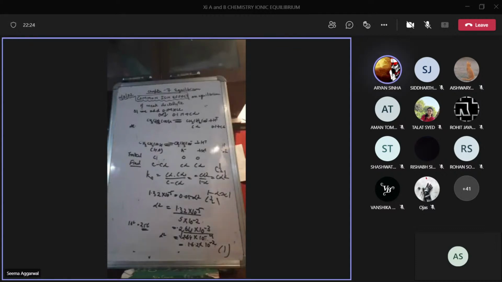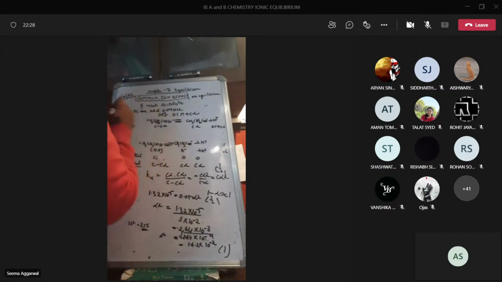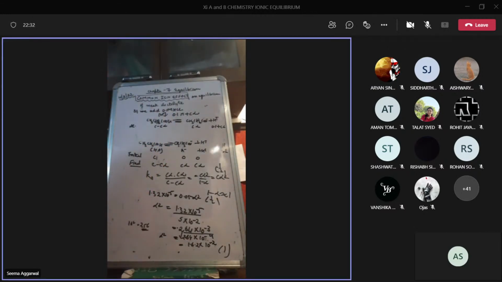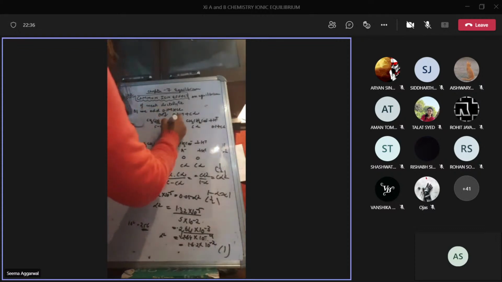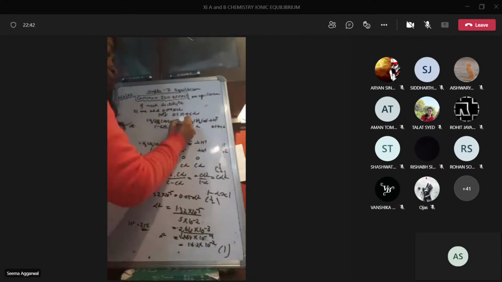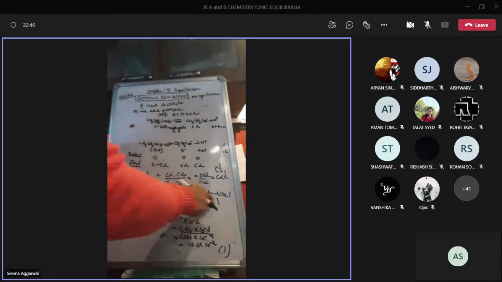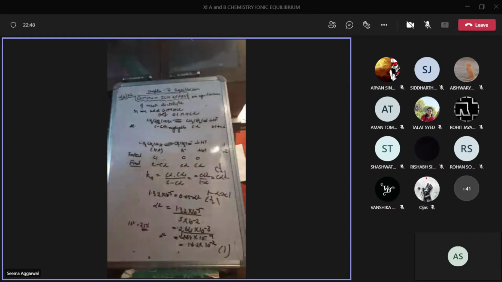See, generally what we are taking is C minus C plus 0.1. Generally what we are taking is C minus C alpha. But if the reaction goes backward, it changes a little more. But we know that this term is negligible. We are doing that 1 minus alpha is almost equal to 1. Yes or no? Yes. So this term is negligible.